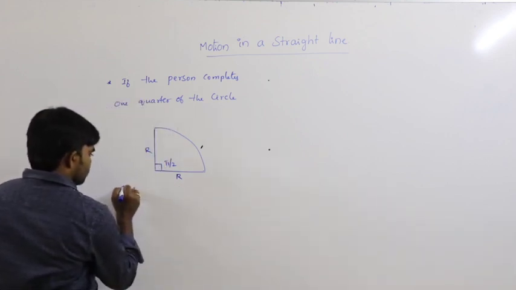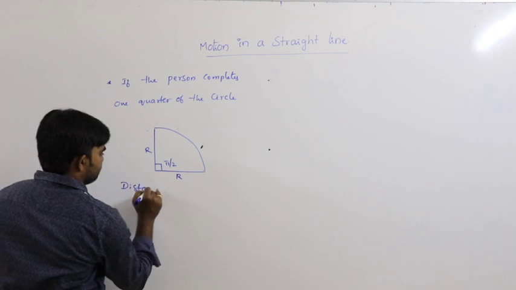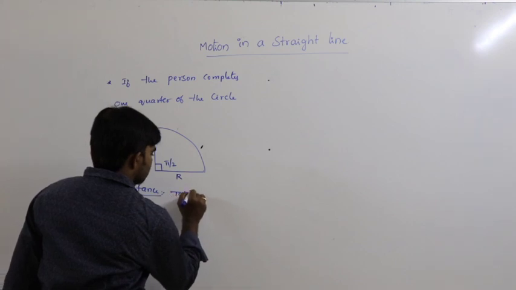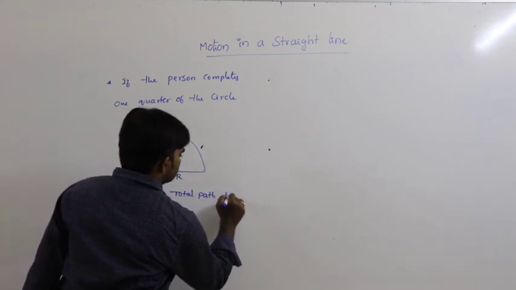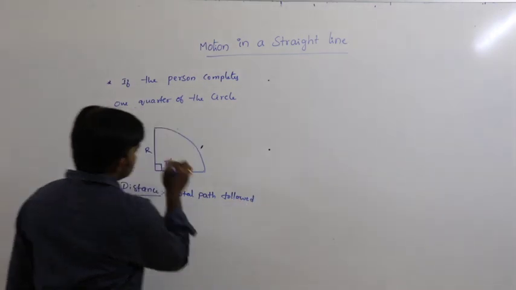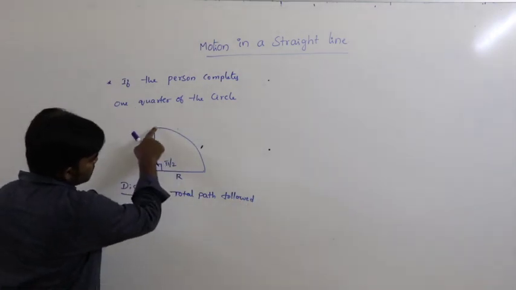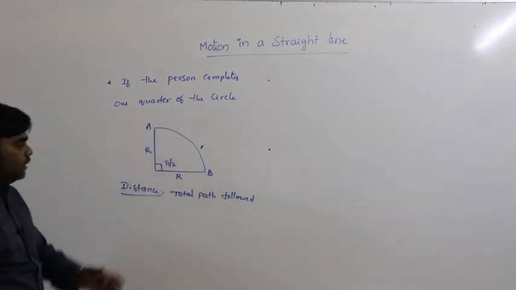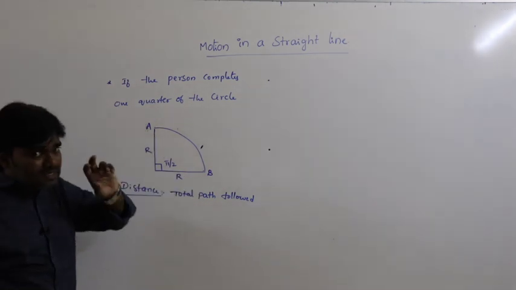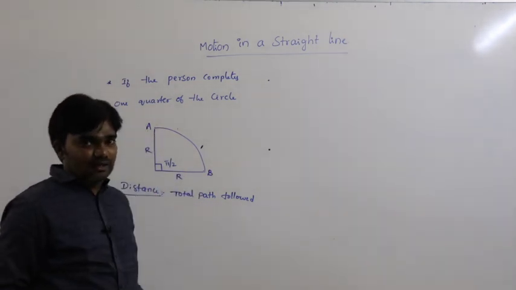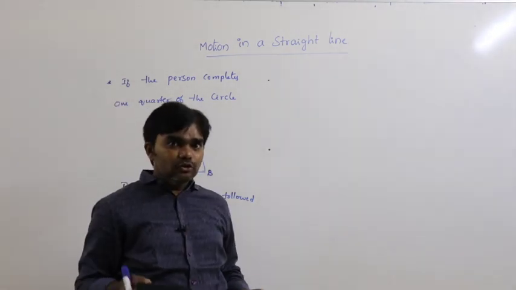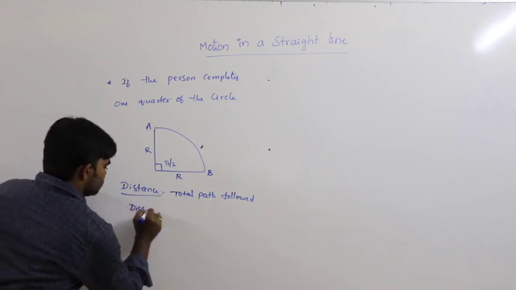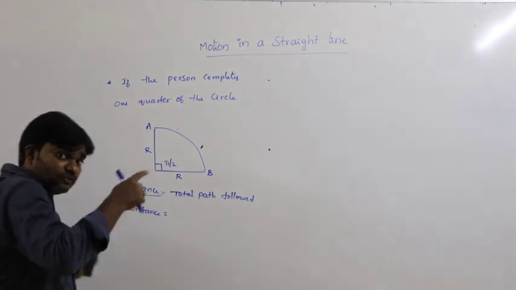So here we have to find out distance. Distance is nothing but total path followed. So from this position to this position, this is the total path followed by the body. This is A and this is B. Let us say the total path followed by the body is the circumference of the one quadrant of the circle. What is the circumference of the total circle? 2 pi r.